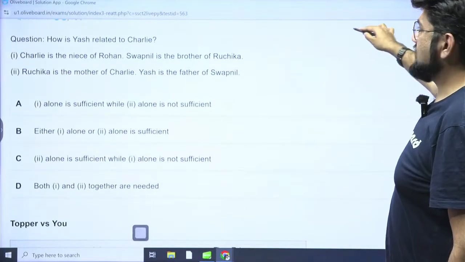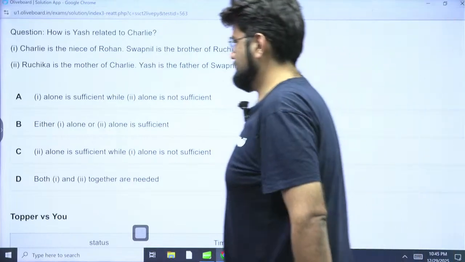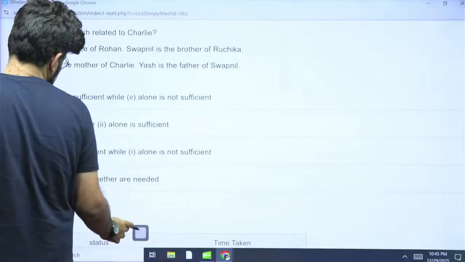Next. Data sufficiency. This time they are very easy data sufficiencies. See, try to make it a habit where you can just read and get your answer if possible. Sometimes if they are not very complex questions, you might simply read and get your answer. How is Yash related to Charlie? That is the question. Look at the options here.